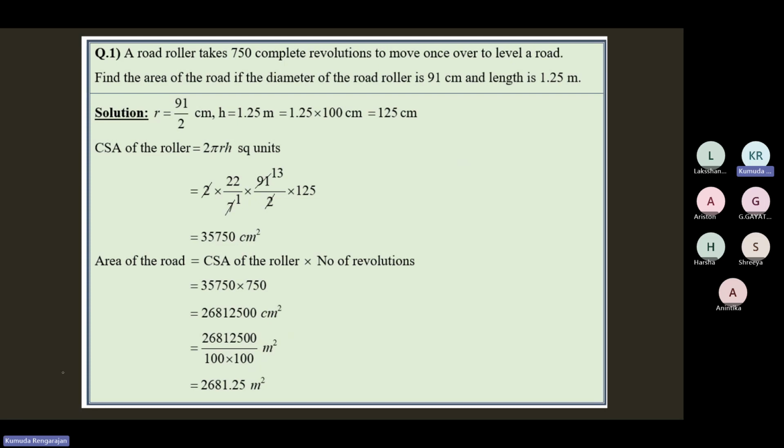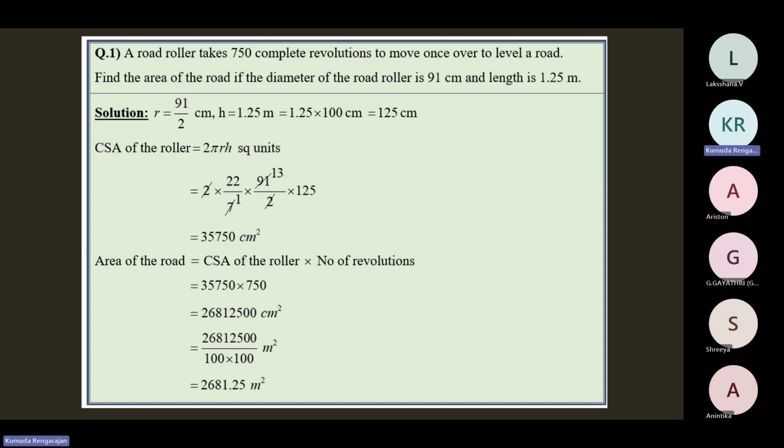This is understood? Lakshana and Ariston? Yes, ma'am. Both of you please take screenshots. I'll just explain all the 4 sums and then you can start working them.